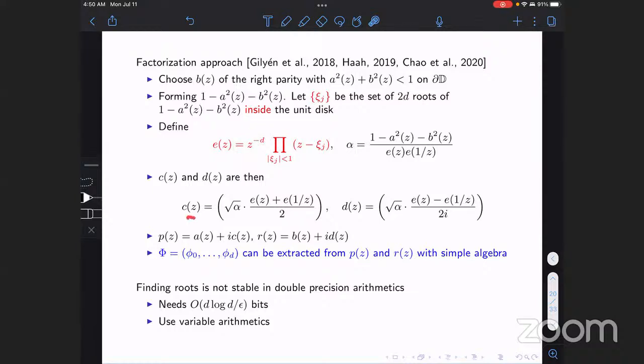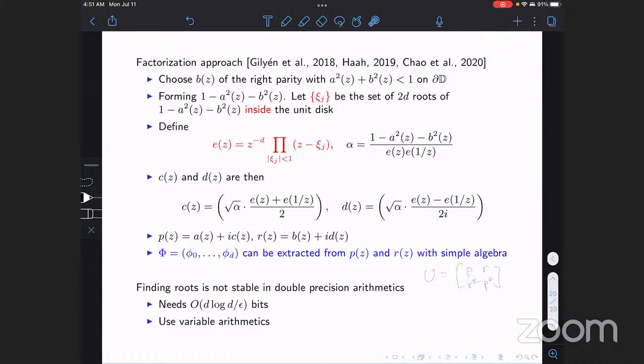Now, once we have E and d, we can assemble these four functions a, b, c, d to get P(z) and R(z). And recall that our U is equal to the matrix with entries P, R, and R star, P star. Once we have this P function and R function, it's a non-trivial but pretty simple and routine algebraic step to extract the phase factors. So the point of the discussion on this slide is that the most important thing is to find this E polynomial in the factorization approach. Once we have E, everything else follows in a fairly routine way.